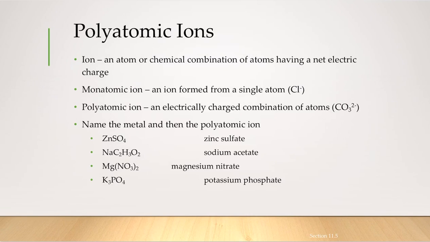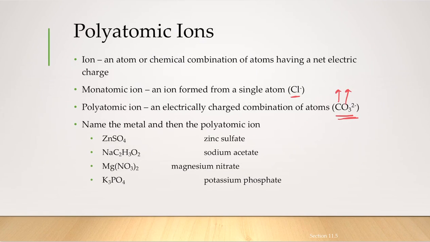Okay, so here are some examples for polyatomic ions. What is an ion? An atom or chemical combination of atoms having a net electric charge. Say for example, atoms, when they lose electrons or gain electrons, form ions. There are 2 different types of ions: polyatomic ions and monoatomic ions. Monoatomic ions have only one single atom, say for example chlorine. But a polyatomic ion has more than one atom. Here you have carbon, here you have oxygen, so both put together they form the carbonate ion.